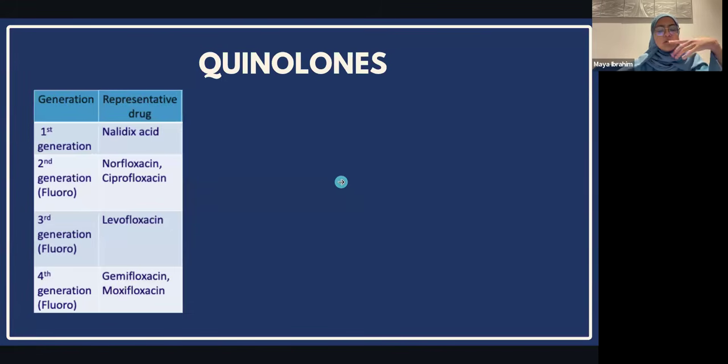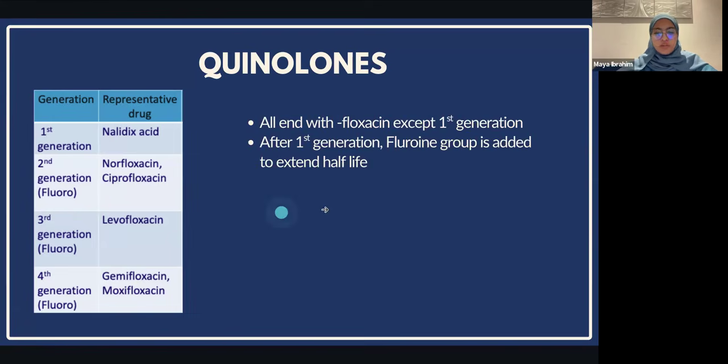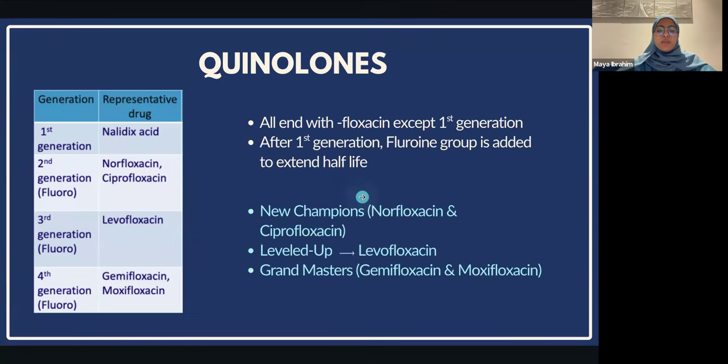Now, for the final part, quinolones. Quinolones are in generations, just like cephalosporins. The first generation is nalidixic acid, and then the rest of them are fluoroquinolones. What does that mean? That means that there is a fluorine group added to them to increase their spectrum or their activity. So after the first generation, fluorine groups are added, and they all end with -oxacin, except for the first generation.